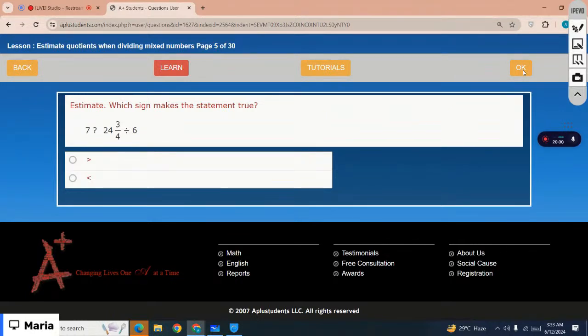Estimate 7, you have to compare it to 24 whole 3 by 4 and you need to divide it by 6, which is the correct option. 24 by 6 is 4, right? So 7 is greater than 4. The correct option is greater.